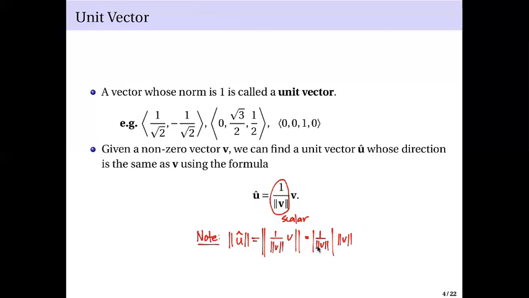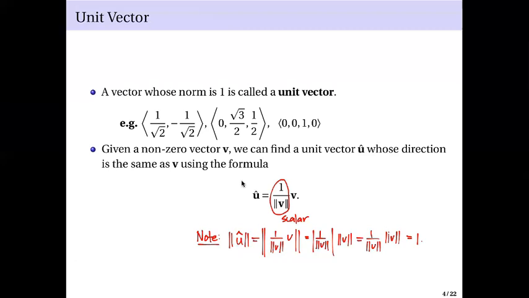But magnitude of v will be positive because v is a non-zero vector. So it is positive. So this is just 1 over magnitude of v times the magnitude of v. And you see that you can cancel them, and this will give you 1. So this is a unit vector.